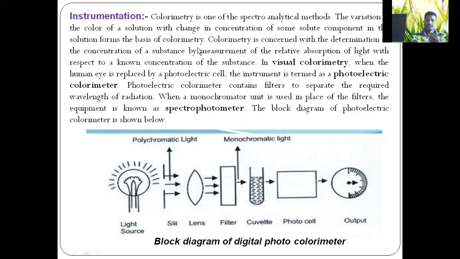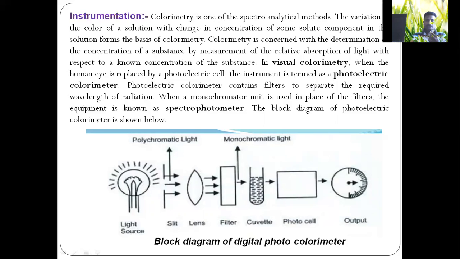To explain this instrumentation, colorimetry is one of the spectroanalytical methods. The variation of color of a solution with change in concentration of some solute component in the solution forms the basis of colorimetry. Colorimetry is concerned with the determination of the concentration of a substance by measurement of the relative absorption of light with respect to a known concentration of the substance.